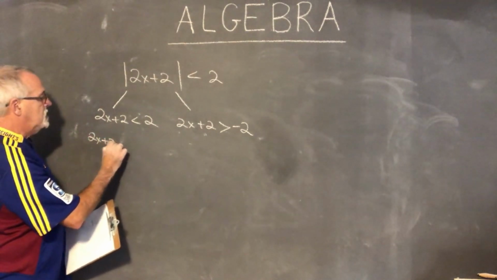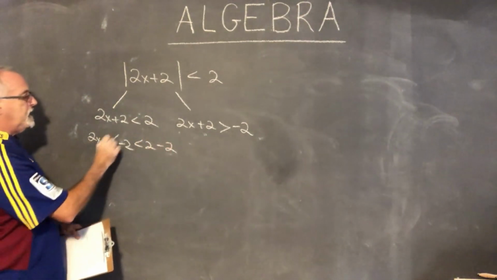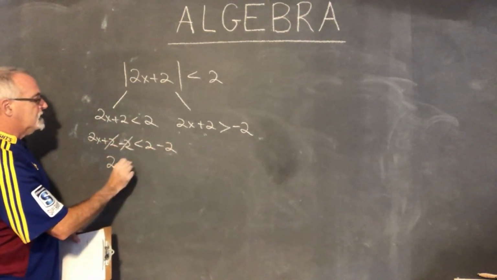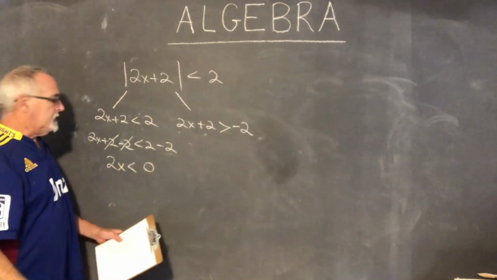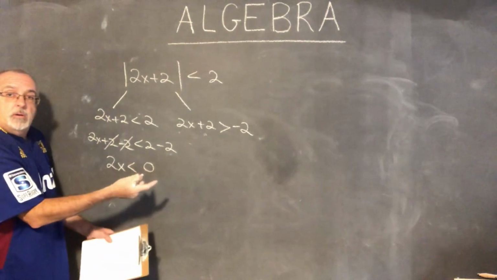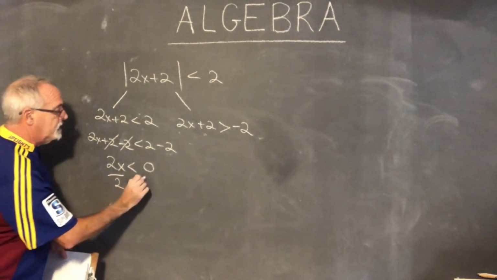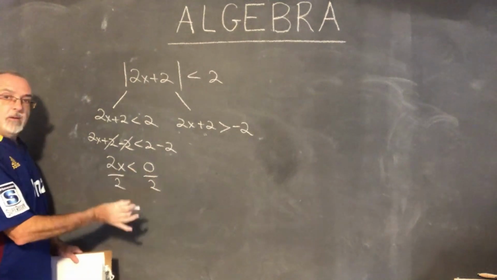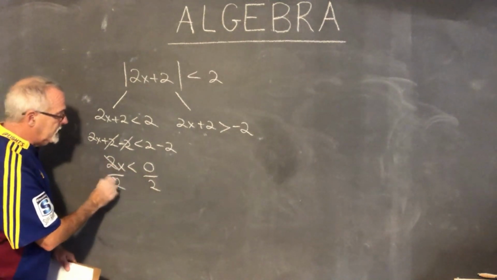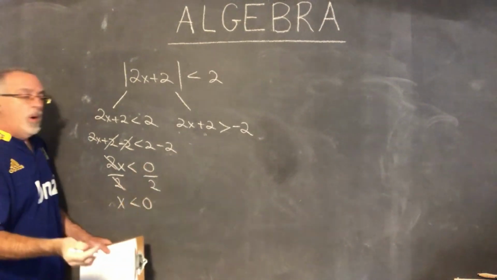2x plus 2 minus 2 is less than 2 minus 2. Oh, something interesting's happening here. These cancel. 2x is less than 0. Do I have to stop because I got a 0? No. It's a number. We're allowed to use the number 0 in this situation. We divide both sides by 2. It's not negative that we're dividing by, so we don't have to flip our symbol. These cancel. X is isolated. And of course, 0 divided by 2 is still 0.